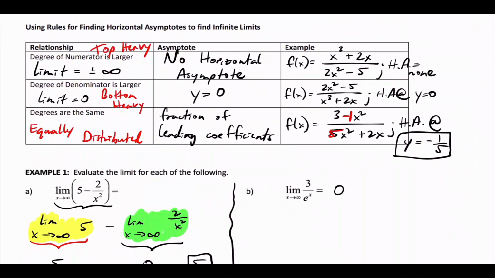The other way is to evaluate it using three categories: top heavy, bottom heavy, equally distributed, using the degrees, right? The degrees. And then this kind of tells us what the limit would be and what the asymptote would be.